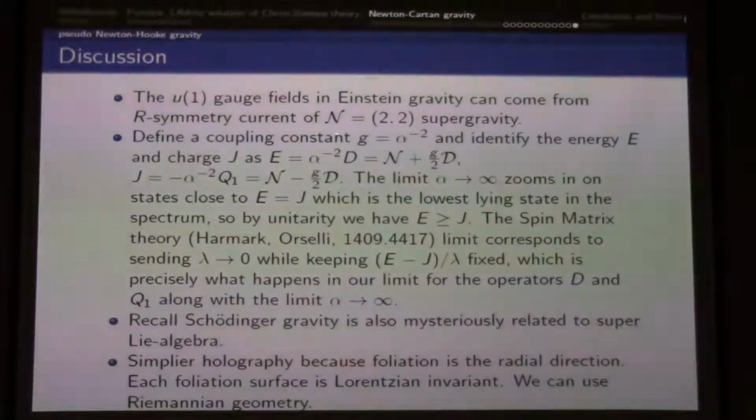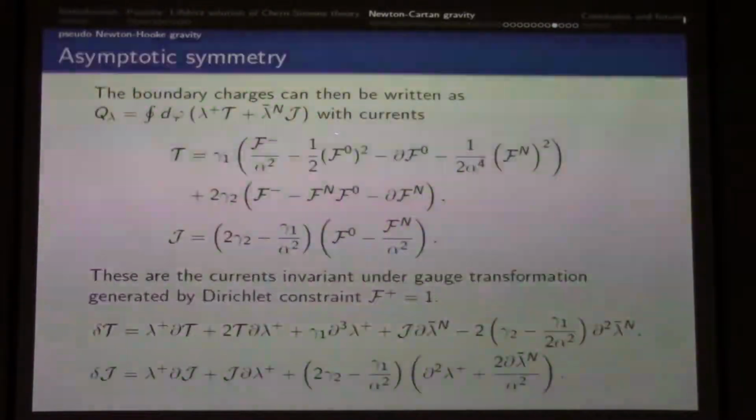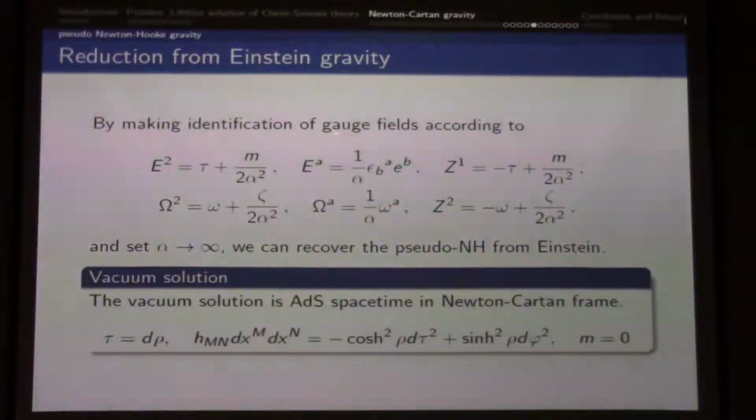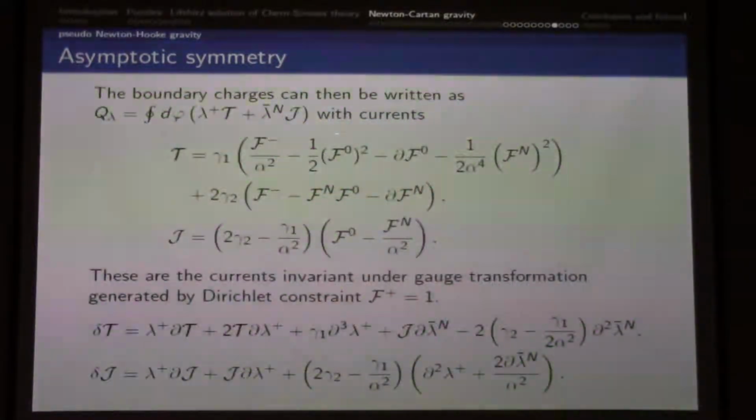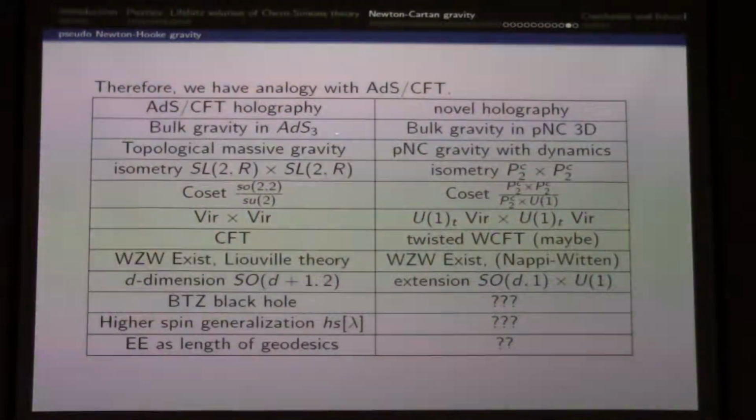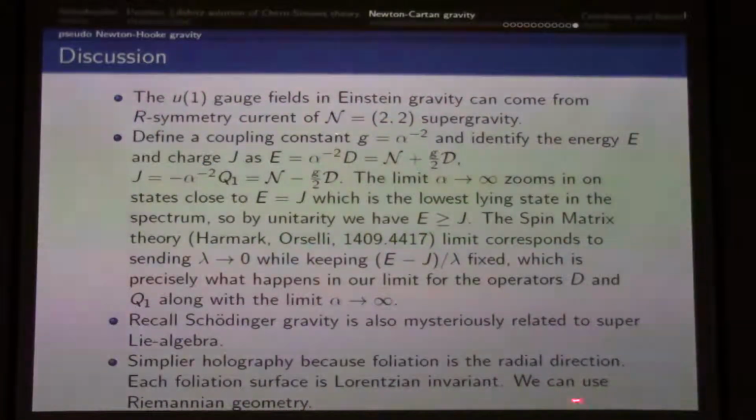So for each foliation surface, let's look at this AdS. For each foliation, this is Lorentz invariant, which means I have a non-relativistic gravity in the bulk, but have some CFT, which is relativistic, at the boundary. So this holography looks like a simpler version of relativistic holography because we can use Riemannian geometry to describe the boundary CFT.